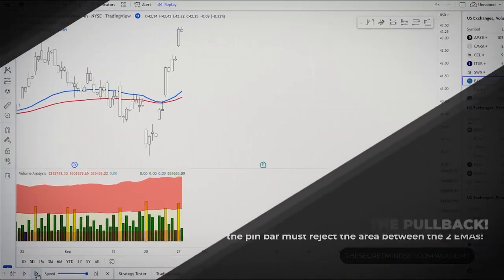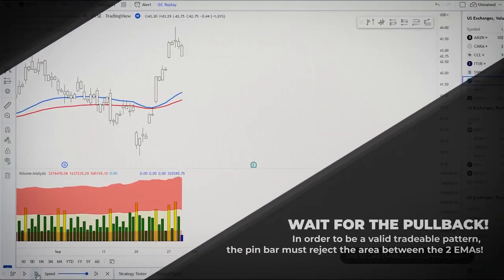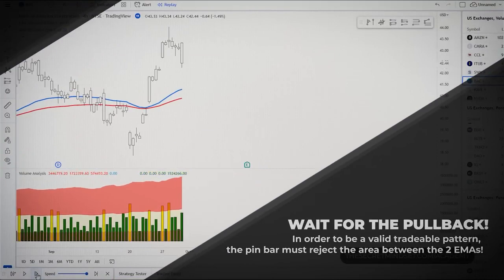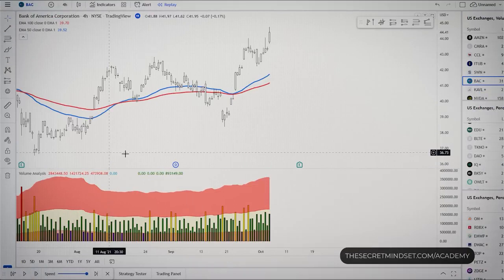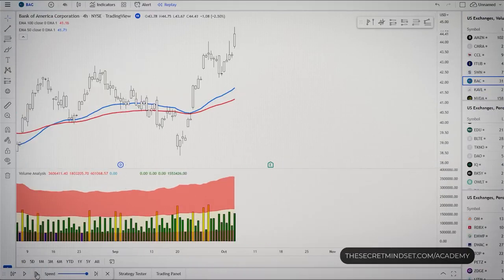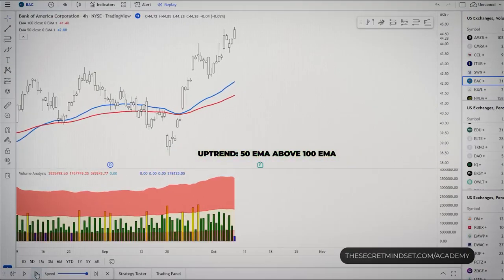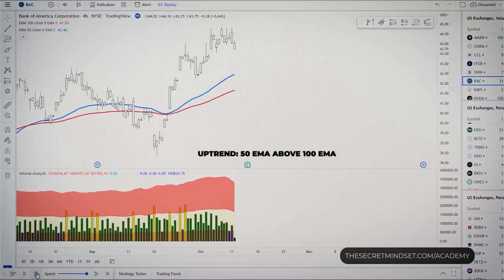In order to be a valid tradable pattern, the pin bar must reject the area between the 2 EMAs. This is a key point in trading pin bars. In this case, again, we are dealing with a bullish trend, so we'll look for a continuation trade to the upside.